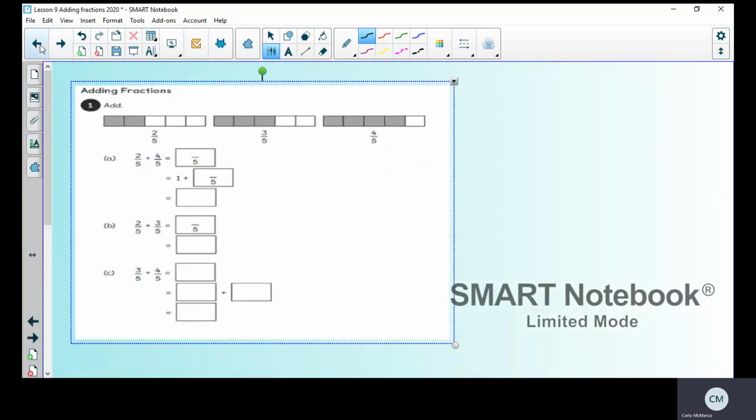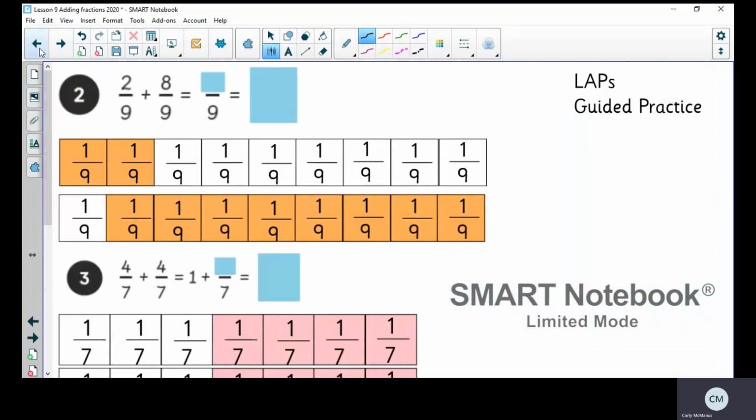Okay, just show you another example. Here, you've got 2 ninths plus 8 ninths equals how many ninths? So you're looking for the improper fraction. Here's the picture, 8 ninths and 2 ninths. The denominator's been done for you, it stays the same. 8 add 2 is 10. So you've got 10 ninths here. Now we're going to turn it into a mixed number fraction.